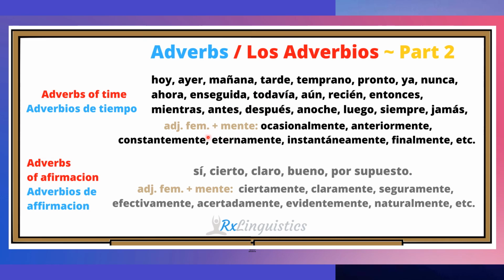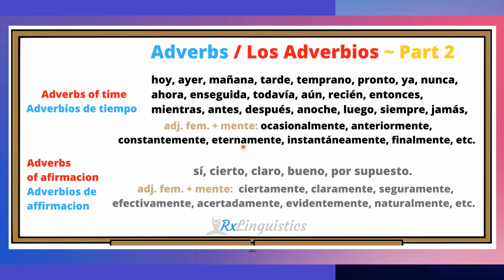The same pattern here. You have an adjective. You convert that adjective into a feminine adjective first, and then you add mente. Here we have ocasionalmente. Now this ends in L, which means it's the same ending for both masculine and feminine. So there's no conversion to do here. All you have to do is add mente, and then you have occasionally. Okay, so same thing.